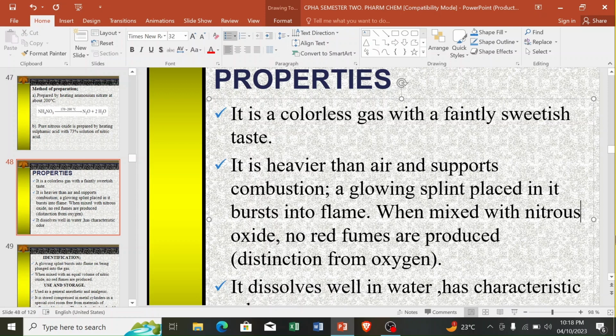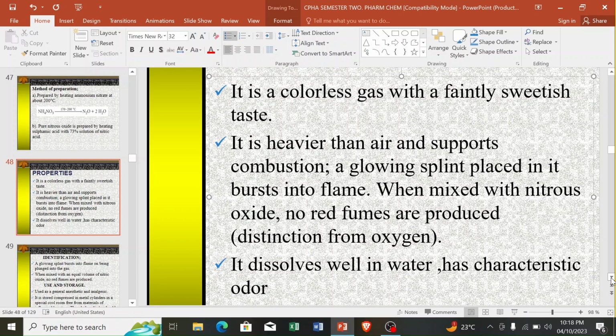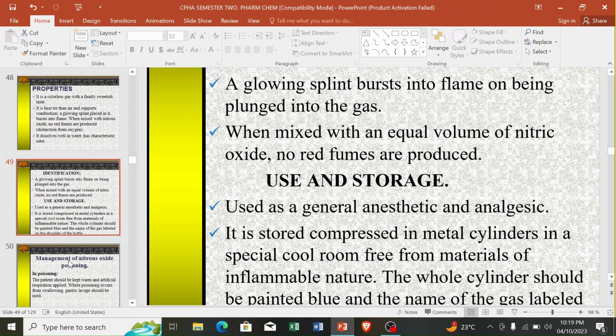Another property we have is it dissolves well in water and has a characteristic odor. We talked about the sweetish taste. So we also expect it to have a specific smell. We expect it to have that specific smell.